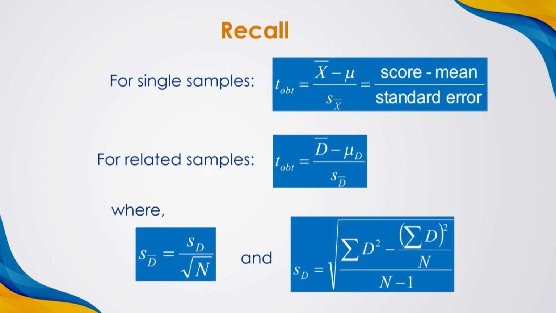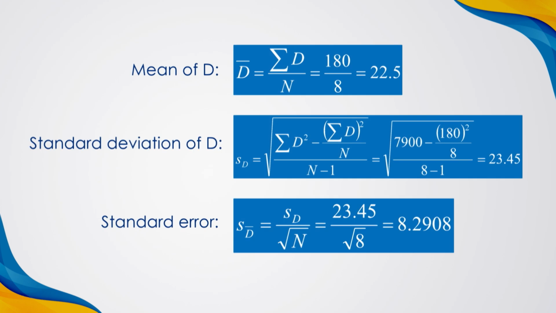Coming to the formula, for single samples it is x bar minus mu, whereas for paired cases it is d bar minus mu d over s d. In the null hypothesis, we are assuming that mu d is 0. So, on simplification the test statistic should be d bar by s d bar only. It is observed that the mean of d is 22.5, the standard deviation of d is 23.45, and the standard error of d is 8.29.